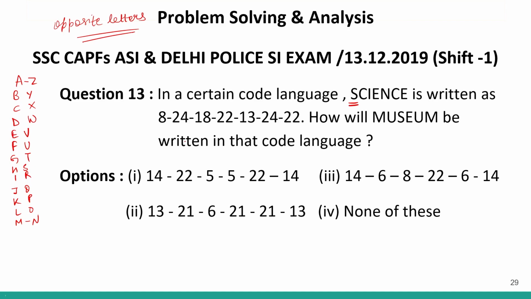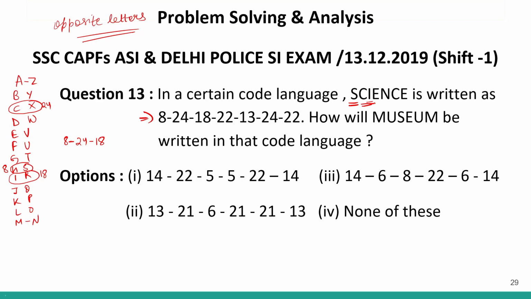Now if I look at S, the opposite word of S is H and the forward rank of H is 8. Then if I look at C, the opposite word of C is X and X's forward rank is 24. Then I, the opposite word of I is R. The rank of R is 18. So you can see we are forming the code now. So what we have done is we have taken the opposite word and that code we are using.